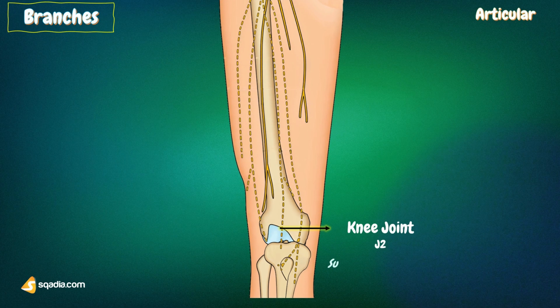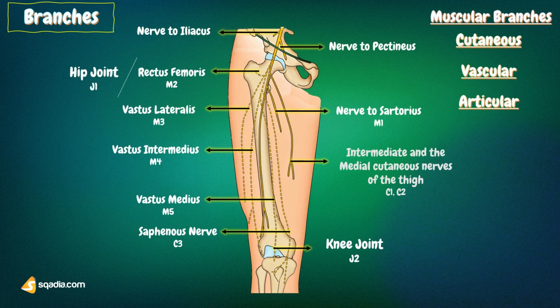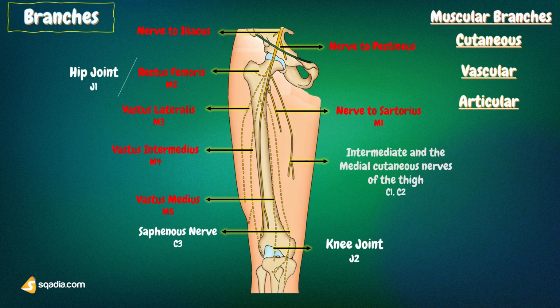Here are all the branches of the femoral nerve labelled on a single diagram. To simply add some more, the muscular branches are in red colour. The cutaneous are in blue. And the articular branches are yellow. That is all about the femoral nerve. In the next video, we will go through the muscles of the anterior compartment.